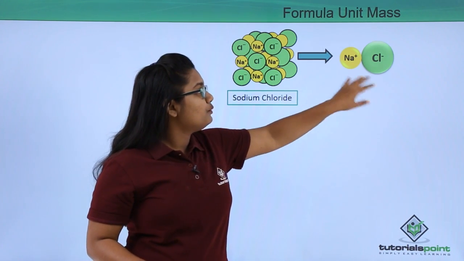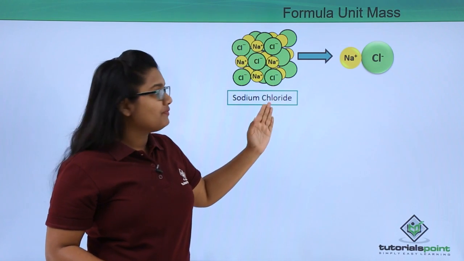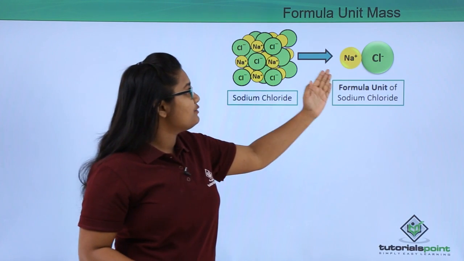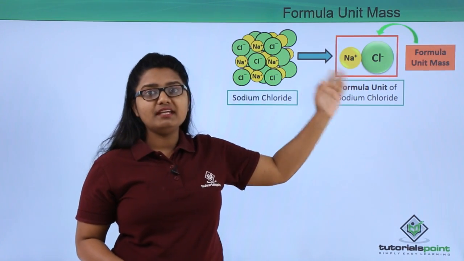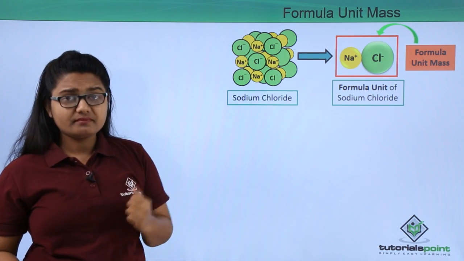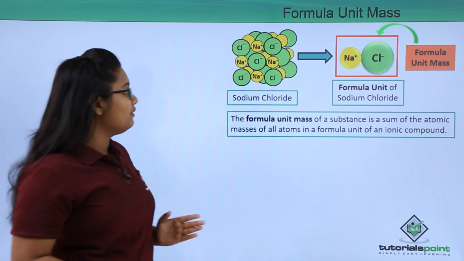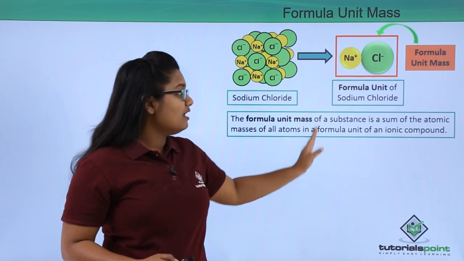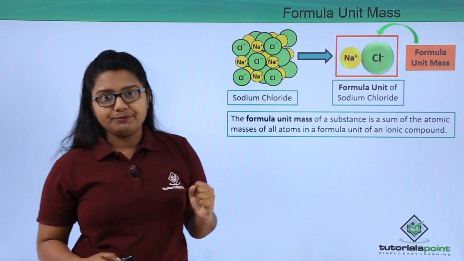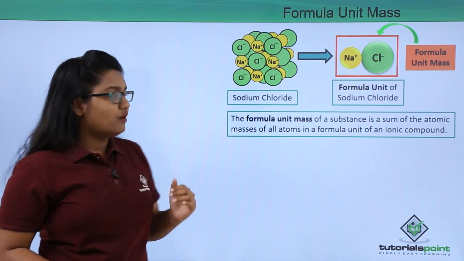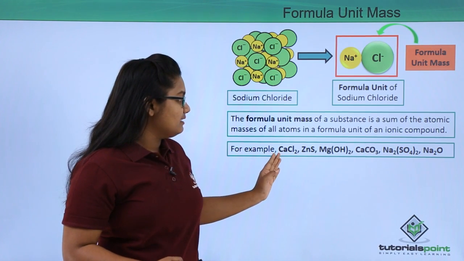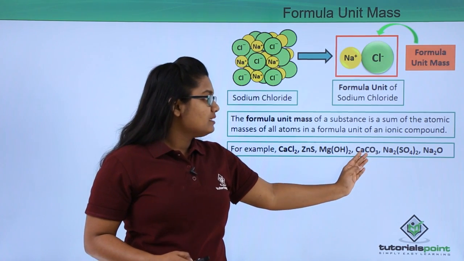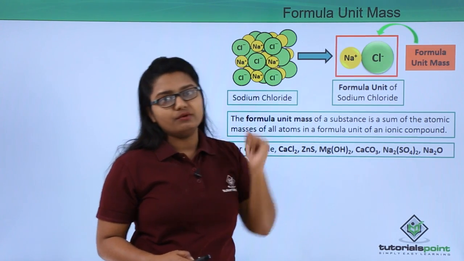Now this set of two ions, which is repeated here, is said to be a formula unit of sodium chloride, and the mass of this formula unit is termed as the formula unit mass of sodium chloride. And thus we can define the formula unit mass as the sum of the atomic masses of all the atoms in a formula unit of an ionic compound. Now let me give you some examples of ionic compounds. Here are some examples: calcium chloride, zinc sulfide, magnesium hydroxide, calcium carbonate, sodium sulfate and sodium oxide.